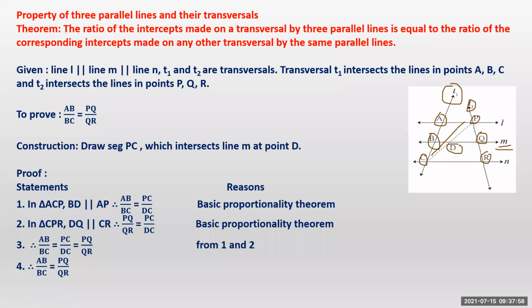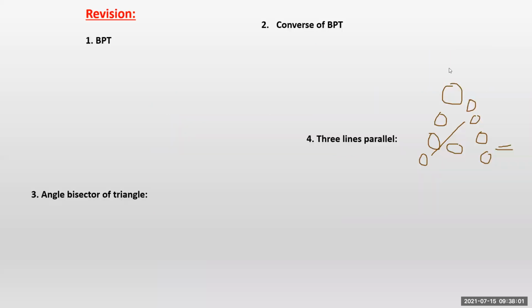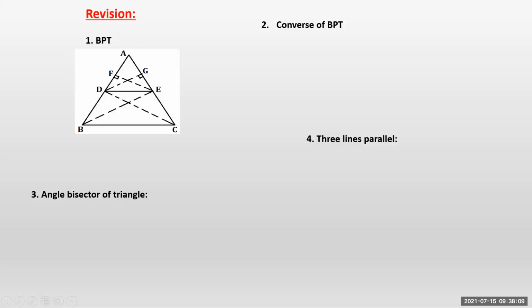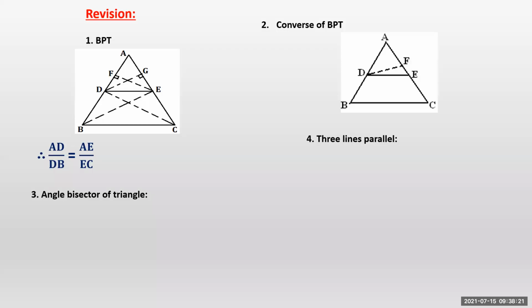So AB upon BC equals PQ upon QR. Check. Now what we have studied up till now: BPT and this, AD upon DB equals AE upon EC. Converse of BPT: DE parallel to BC. You have to prove DE is parallel to BC. Understand?